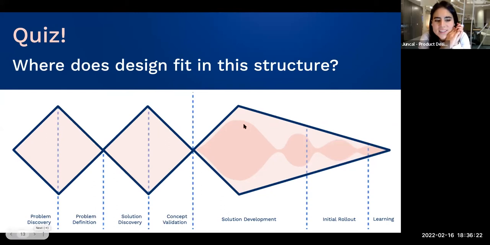So for me, I would define design as finding a solution to a problem that is not well defined. If we are trying to find a solution to a problem that is not well defined, first we need to define the problem, right? And to define the problem, we need to understand the problem space. So based on this definition, for me, the design will start at the very beginning, together with the very first diamond.